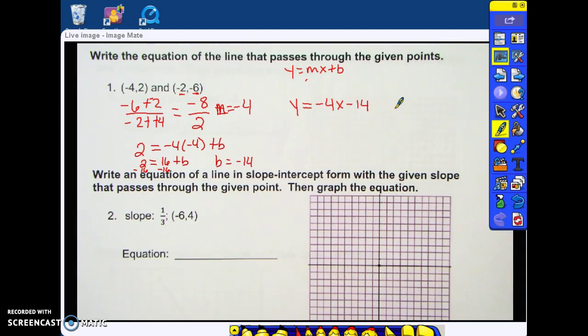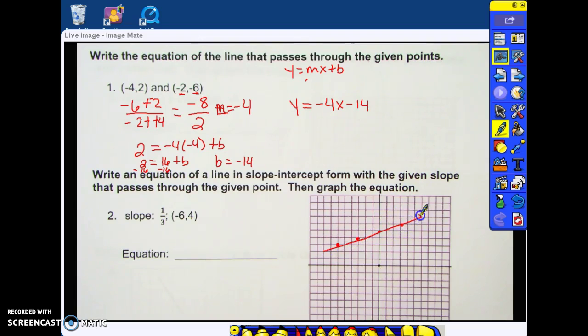Number 2 says write an equation of a line in slope-intercept form with the given slope that passes through the given point. Then graph the equation. So we're going to graph -6, 4. We're going to go to the left 6 and up 4. And now my slope is 1/3, which means I go up 1 and to the right 3.